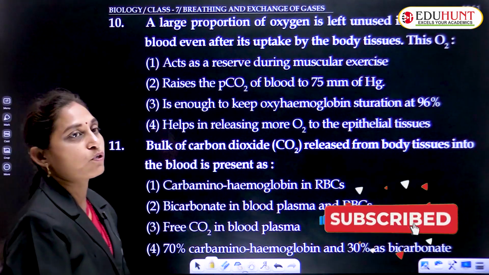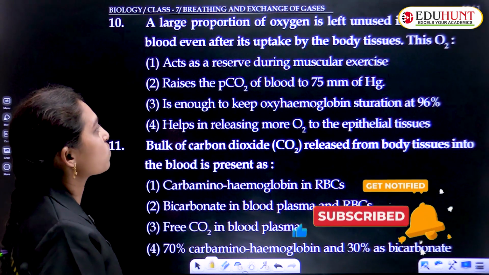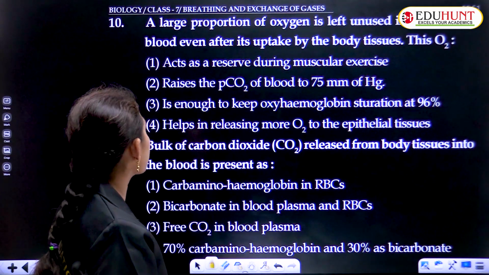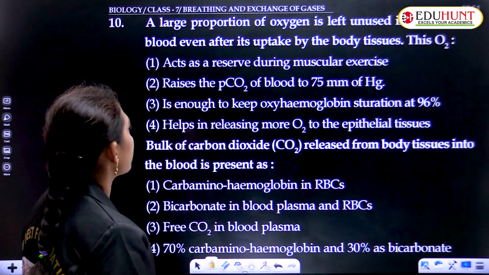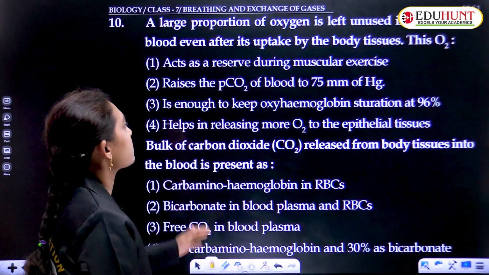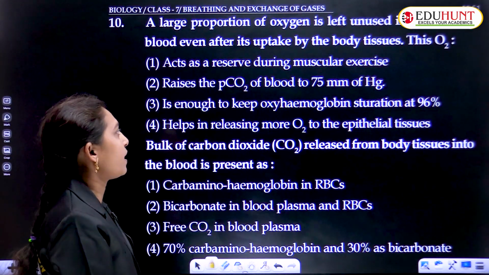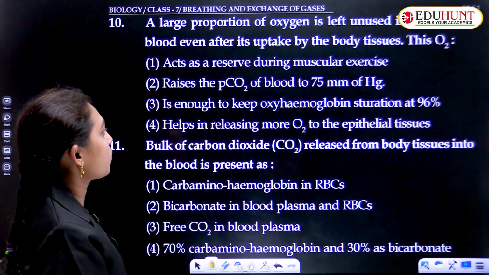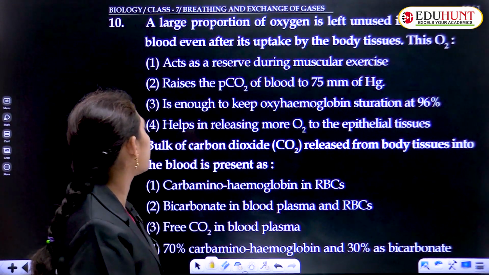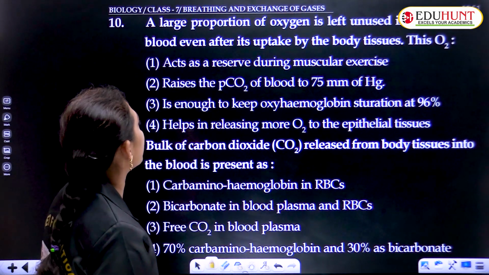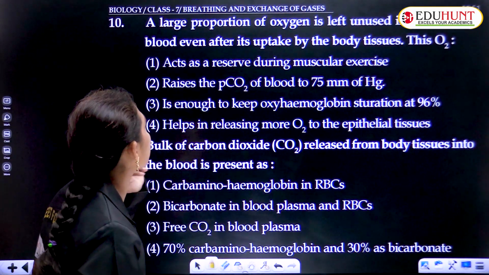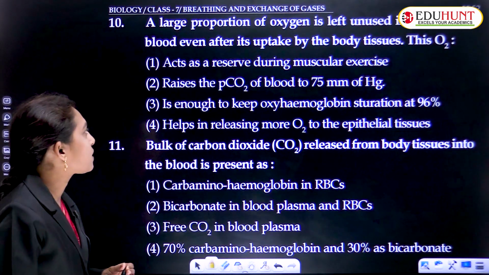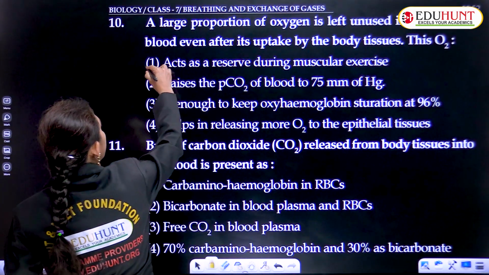A large proportion of oxygen is left unused in the human blood even after its uptake by the body tissues. This oxygen acts as a reserve during muscular exercise, raises the PCO2, partial pressure of CO2 of blood to 75 mm of Hg, is enough to keep oxyhemoglobin saturation at 96%, or helps in releasing more oxygen to the epithelial tissue. Which of the following is the correct answer? So it acts as a reserve during muscular exercise.